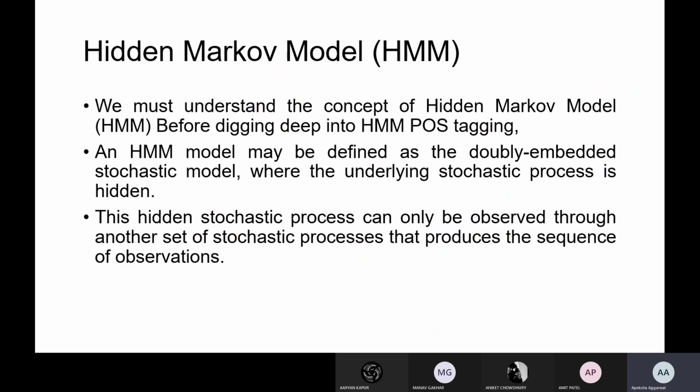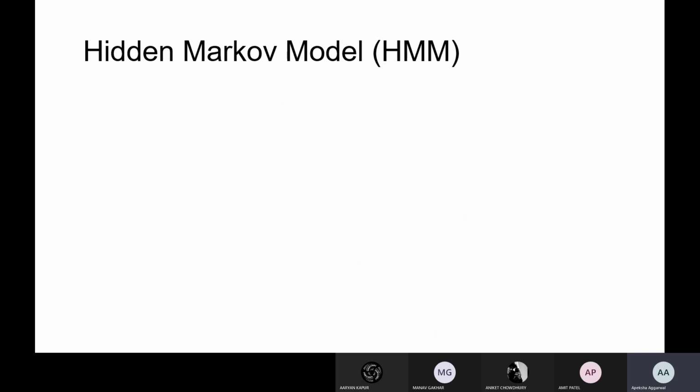So the hidden Markov model is just a random process where we use just one previous value to calculate the next word in the sequence.